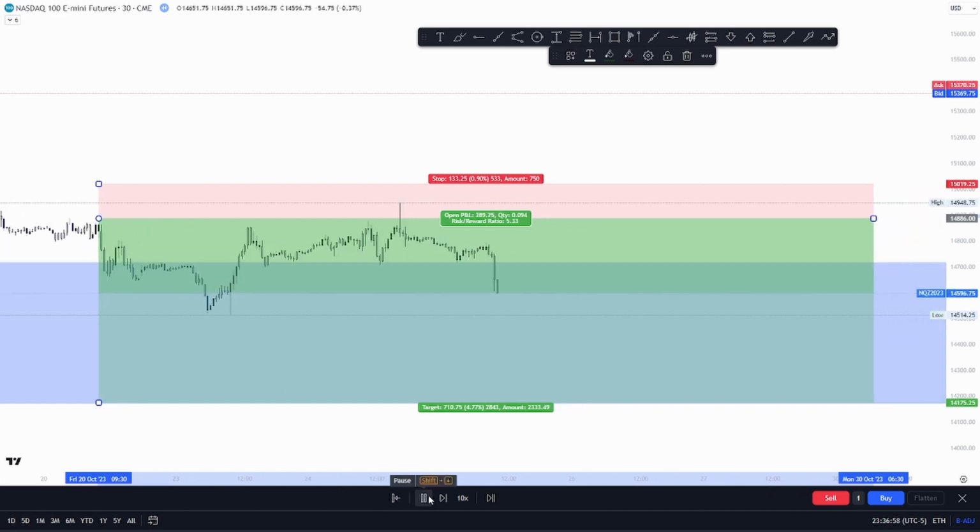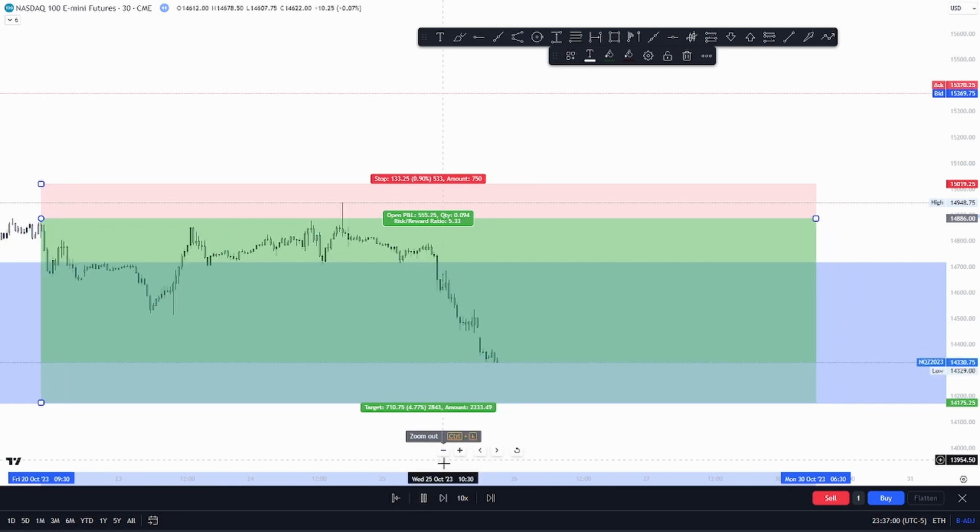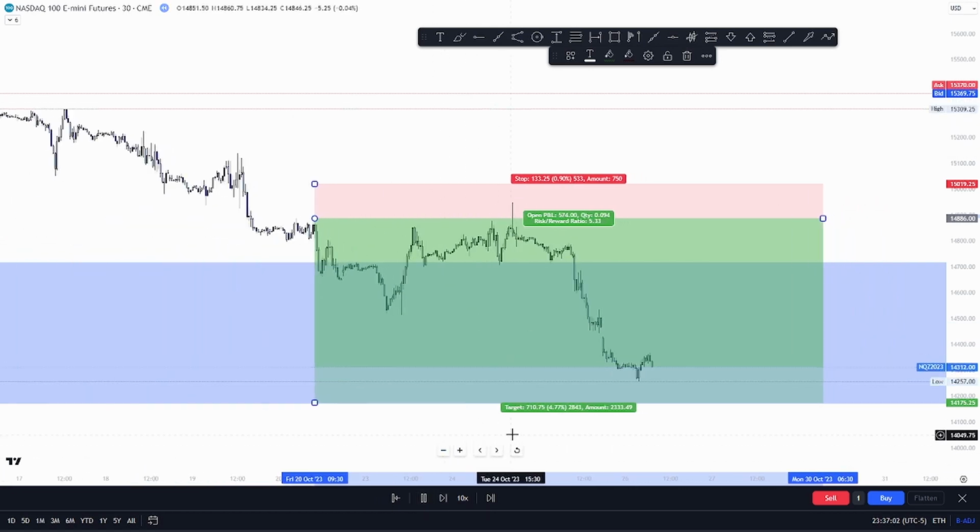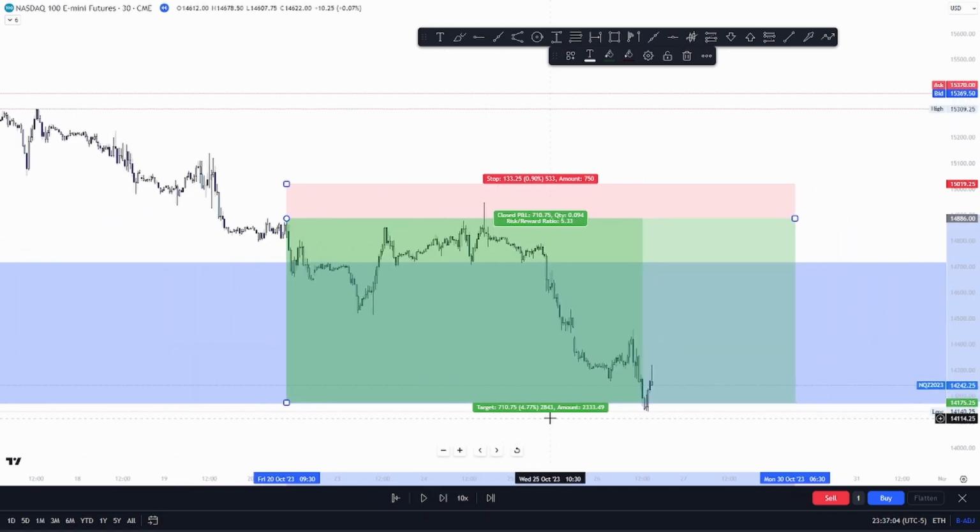So as we play this out here on the 30-minute, what do we notice? Aggressive price action straight to our price target, right? And that is how you trade price action zones.